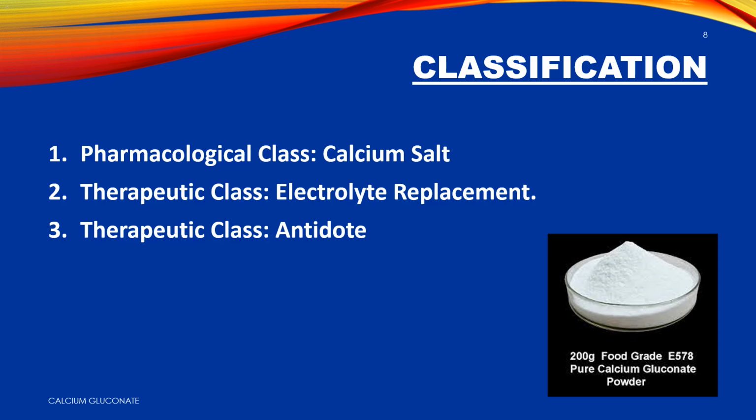2. Therapeutic class. Electrolyte replacement. As an electrolyte replacement, calcium gluconate helps restore normal calcium levels, which are essential for various bodily functions. 3. Therapeutic class. Antidote. Calcium gluconate also serves as an antidote in specific situations, such as treating magnesium sulfate toxicity or calcium channel blocker overdose, by counteracting the effects of these conditions.